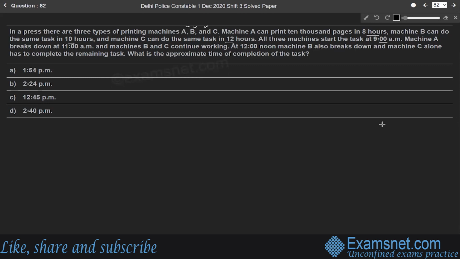Machine A breaks down at 11 a.m. and machines B and C continue working. At 12 noon, machine B also breaks down and machine C alone has to complete the remaining task. What is the approximate time of completion of the task? So here let us directly go to the solution part.